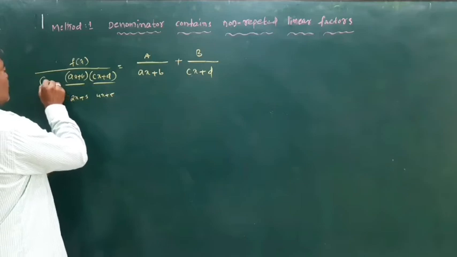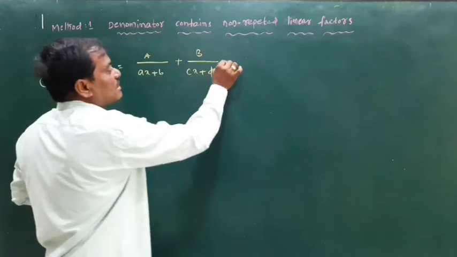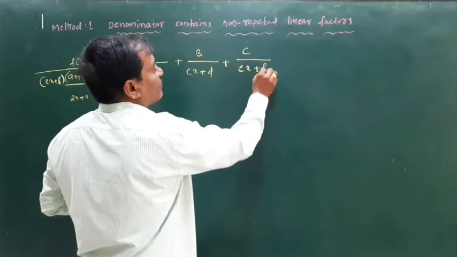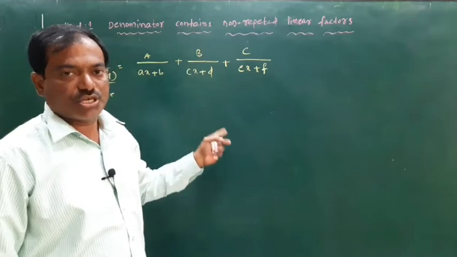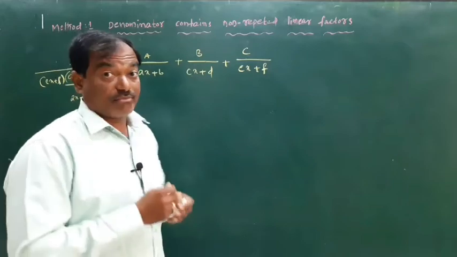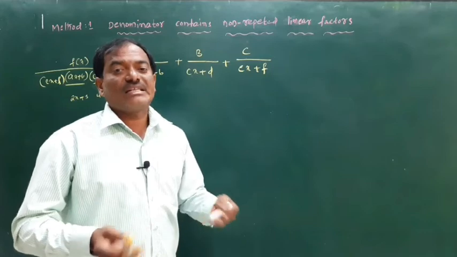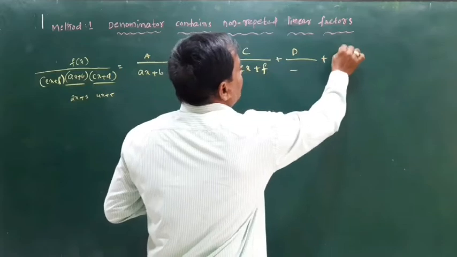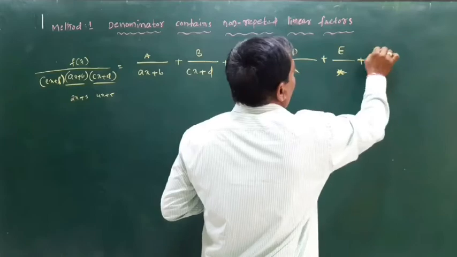Now this is ex plus f. This is one more linear factor. This is C by ex plus f. So here the rational fraction g of x contains three non-repeated linear factors. For example, if g of x contains n non-repeated linear factors, we have to write this: D by something, and E by the linear factor, and F by the linear factor.